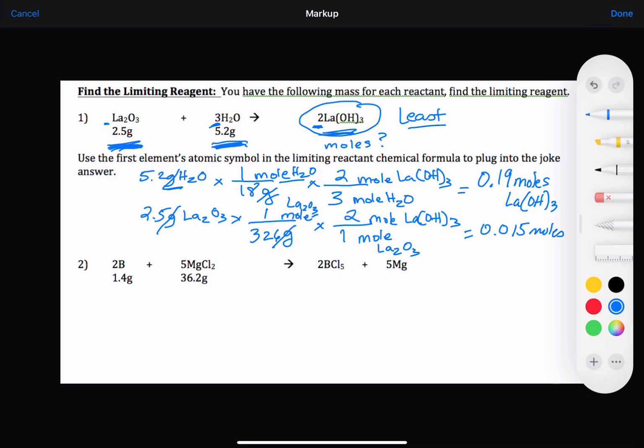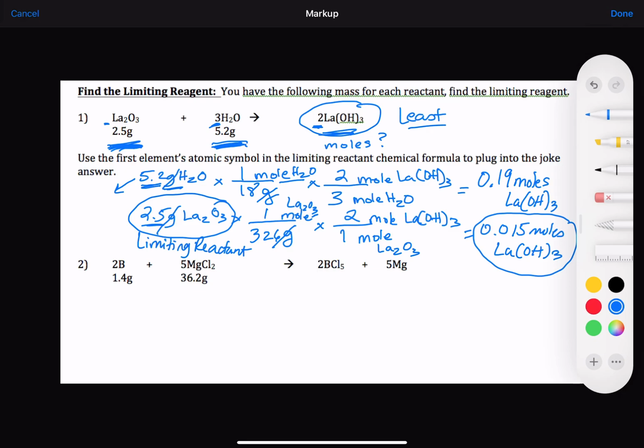So, let's see. The least amount, which one's smaller? This is 0.19, and then this is 0.015. So this is the smaller amount. This is the actual amount of moles that you'll make of lanthanum hydroxide. So that means lanthanum oxide is our limiting reactant. So that means that all of this 2.5 grams is going to be used up. Not all of the 5.2 grams of water is going to be used up because it doesn't have enough lanthanum oxide to react with all of it.